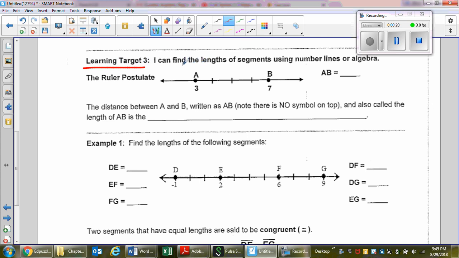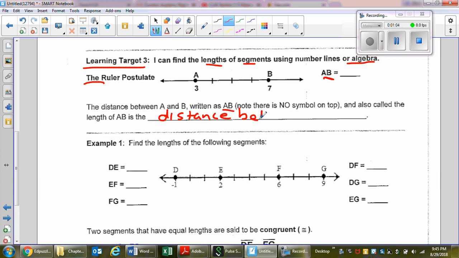What we're trying to learn in this section is how to find the length of a segment using the number line or algebraically. The first one is called the ruler postulate. It's kind of easy, common sense. It's asking you what is AB. AB equals something. When you don't have anything on top, it just says the distance between A and B, written as AB with no symbols on top, also called the length of AB.